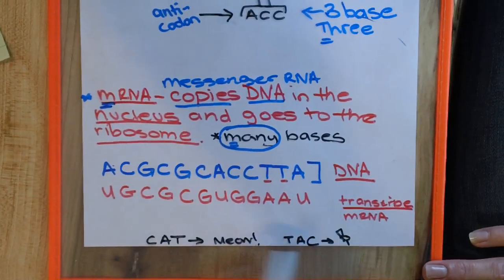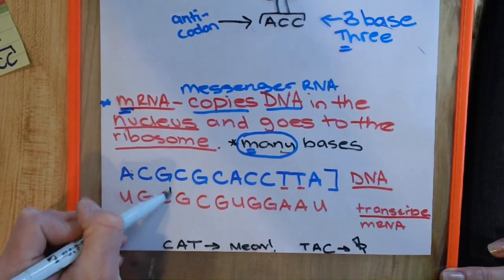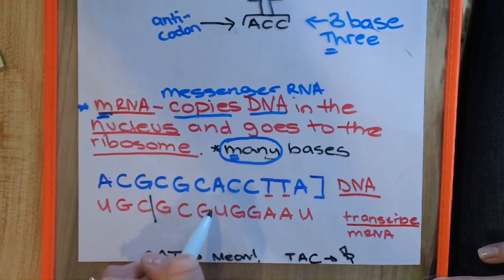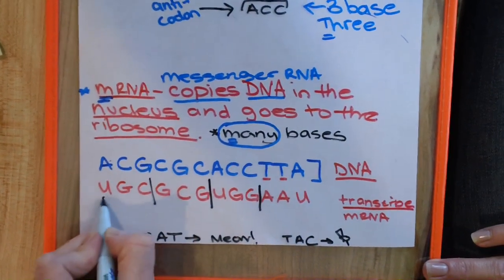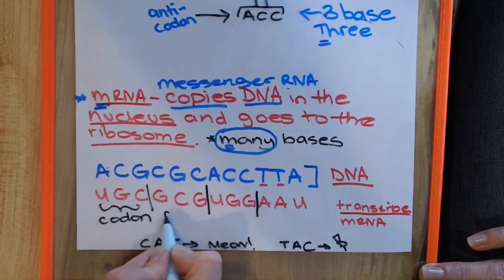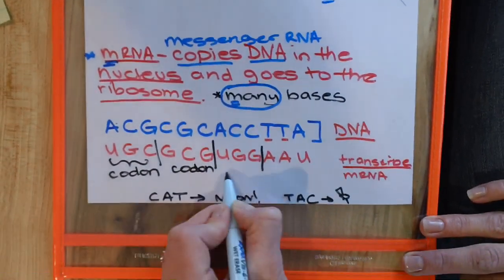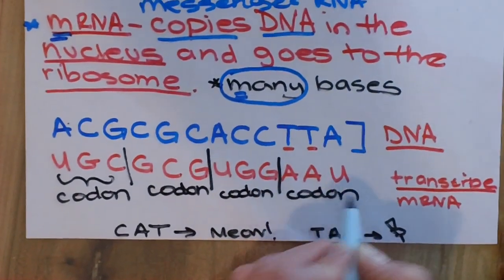In RNA language, they're always separated by 3. So here I have 1, 2, 3, split, 1, 2, 3, split, 1, 2, 3, split. And each of these 3 are called a codon. And they're going to code for a very special amino acid. Let's talk about how that gets done.